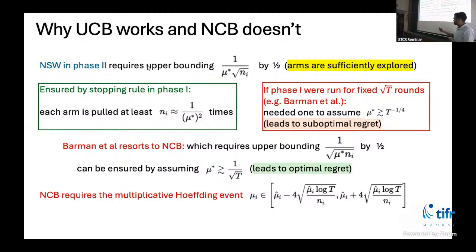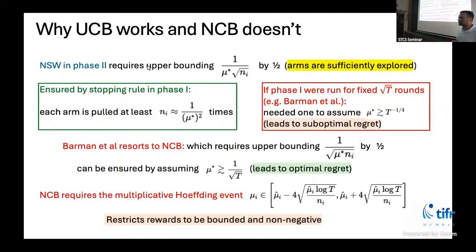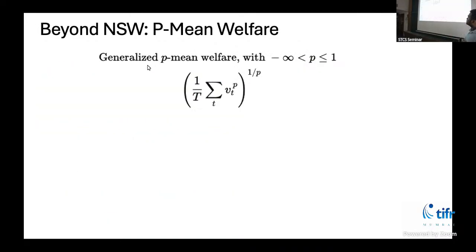But the downside is NCB requires multiplicative Hoeffding bounds, which only work for bounded and non-negative random variables, so it cannot be generalized beyond this. We overcome this using this stopping rule. This is the entire story. All right, now in one minute we can finish.